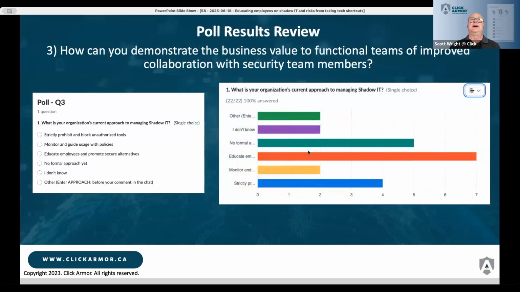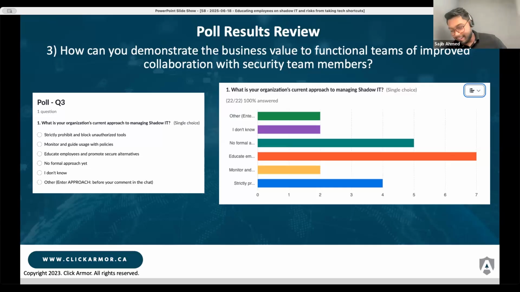And then finally, the question was, what's your organization's current approach to managing shadow IT? So number one is educate employees and promote secure alternatives, followed by not having a formal approach, and then strictly prohibiting and blocking unauthorized tools. So it's a pretty wide spectrum of what we're doing. So love to hear people's comments on that. Anybody in the panel want to take a shot at interpreting or commenting on what we're seeing in the poll data?